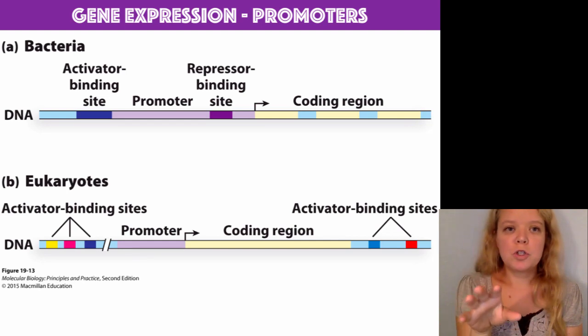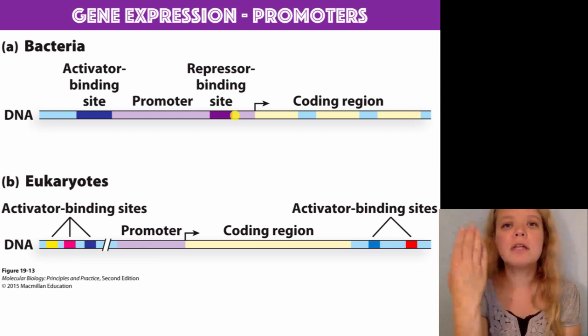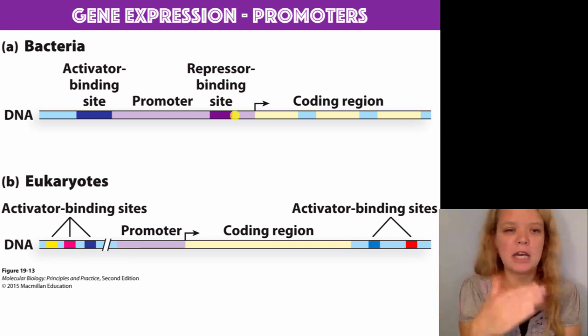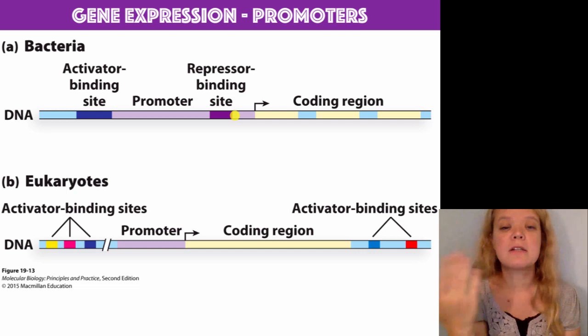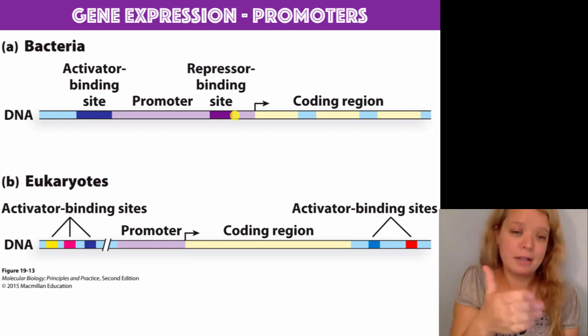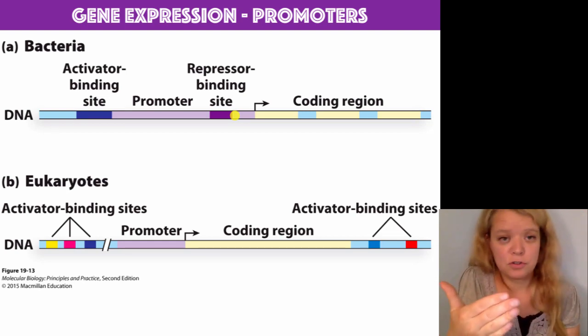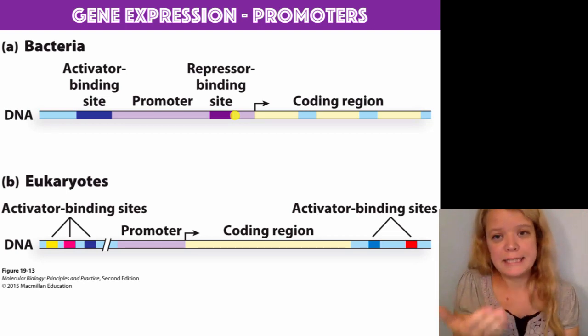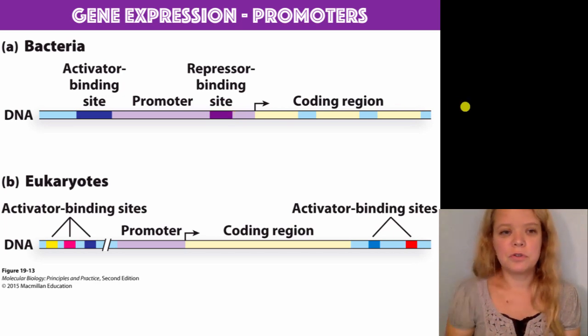And here we have a picture of what a basic bacterial promoter looks like and what a basic eukaryotic promoter looks like. Bacterial promoters are pretty simple. They will have the generic promoter site, which will contain a repressor binding site or an activator binding site. Repressors and activators are transcription factors which either prevent transcription or activate and facilitate transcription. Repressors, activators, easy. And then it's going to go through the coding region.